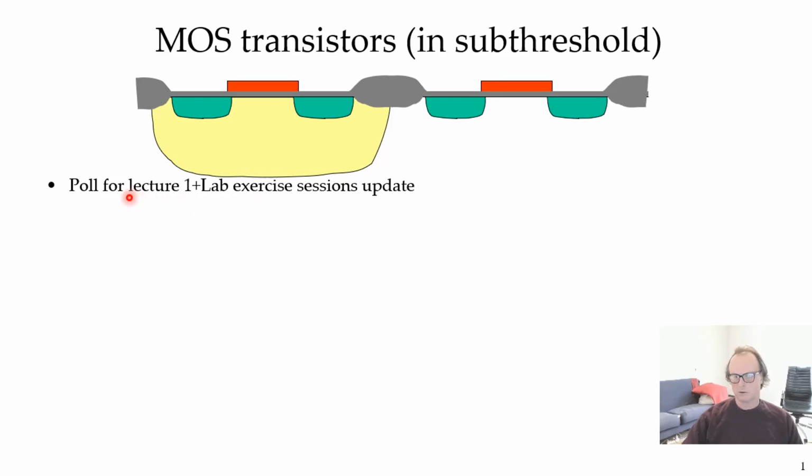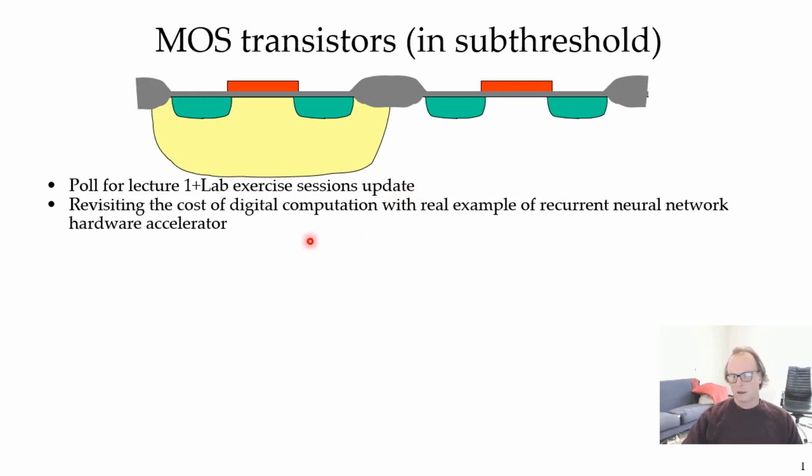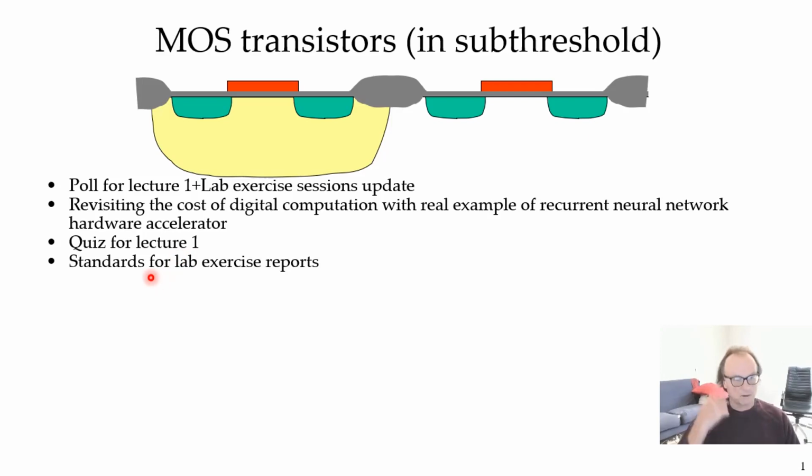So first I want to do the poll for lecture 1 and lab exercise sessions, give you an update on that. And then I want to go back to an interesting revisit to the cost of digital computation that I mentioned in the first lecture with a real example of a recurrent neural network hardware accelerator to show you just how incredibly efficient biology is compared to electronics now. And then we'll go through a little quiz for lecture 1. And I'll tell you a little bit about our standards for lab exercise reports, just to try to set a good tone in the beginning.